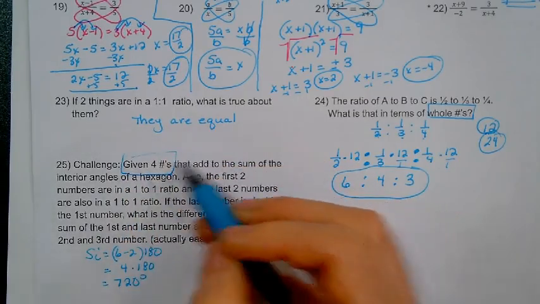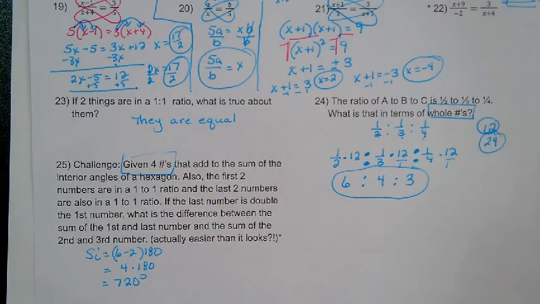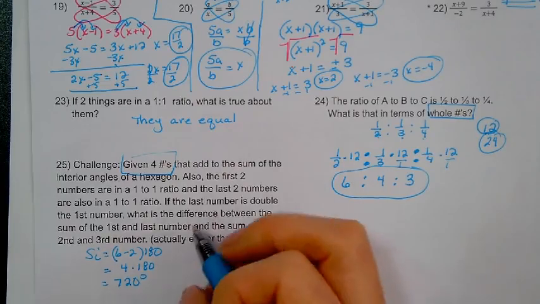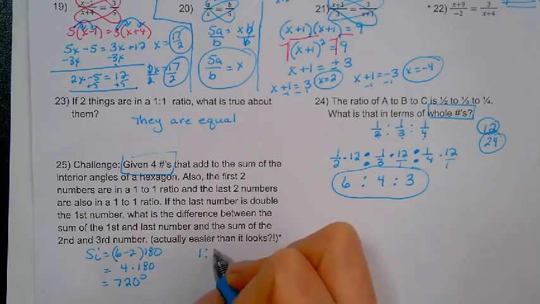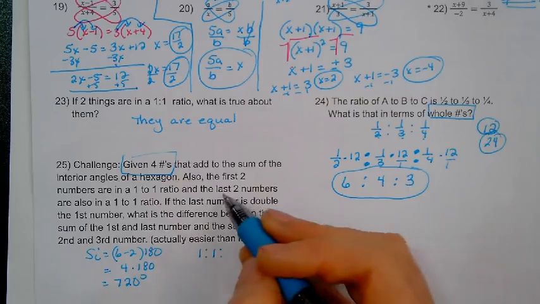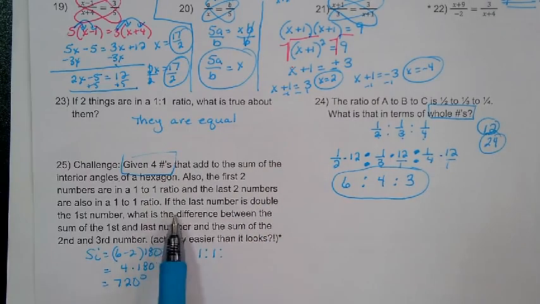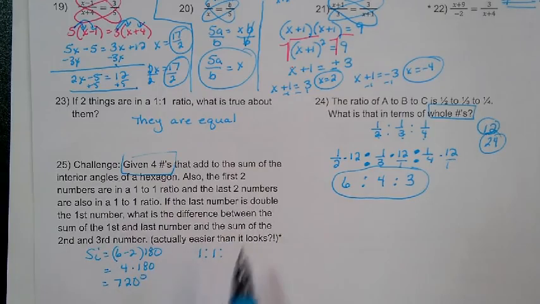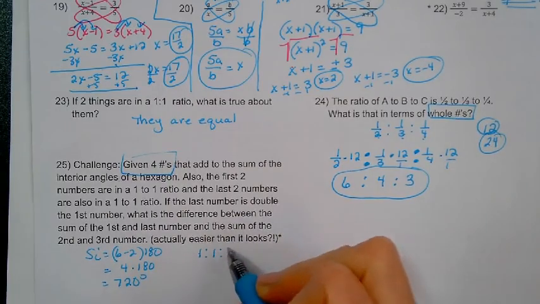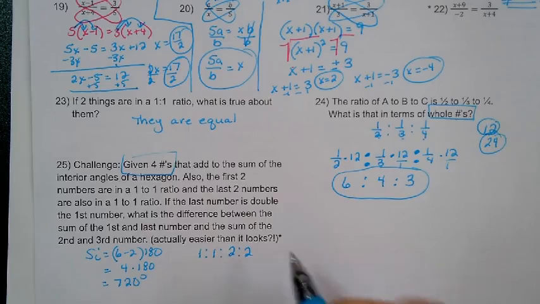The first 2 numbers are in a 1-to-1 ratio, and the last 2 numbers are too, but the last number is double the first number. So if this is 1 and this is 1, then this is 2 and this is 2. The first 2 are in a 1-to-1 ratio. The second 2 are in a 1-to-1 ratio, but this one is twice this one. So that's what the extended ratio looks like.